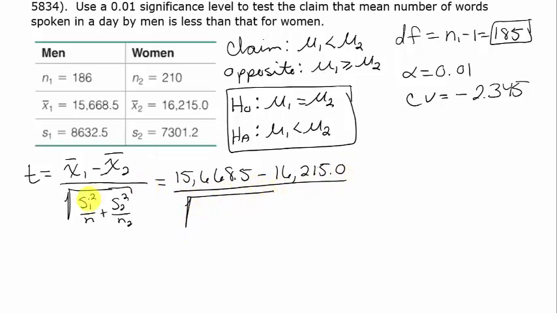and then divided by the square root. S sub 1 is 8,632.5, and we need to square it, and then divide that by n1, which is 186. Plus, S2 is 7,301.2, and we need to square it, and then divide it by n2, which is 210.